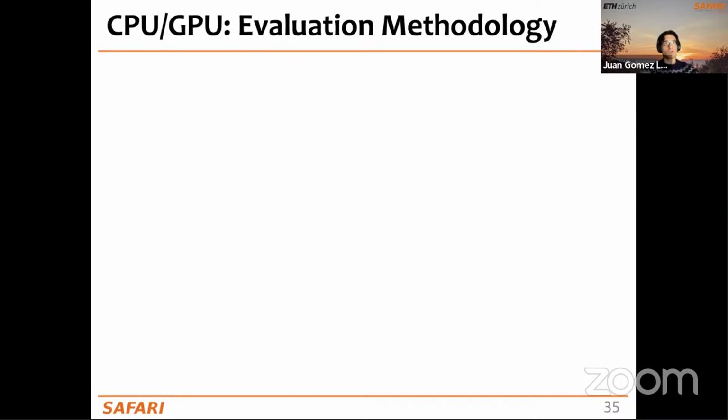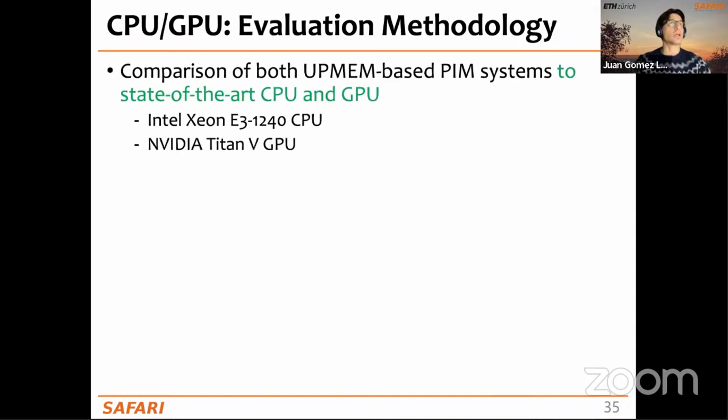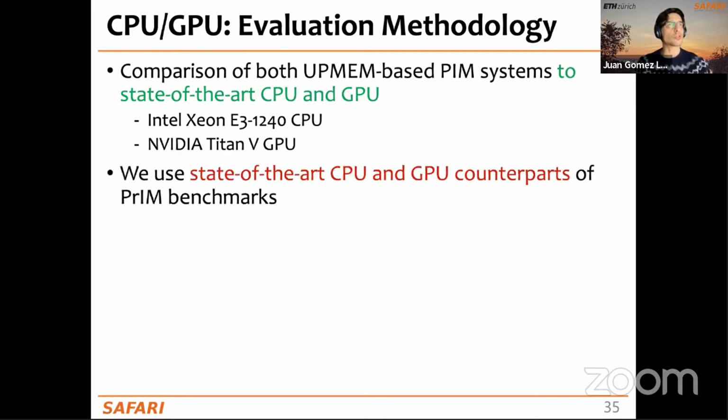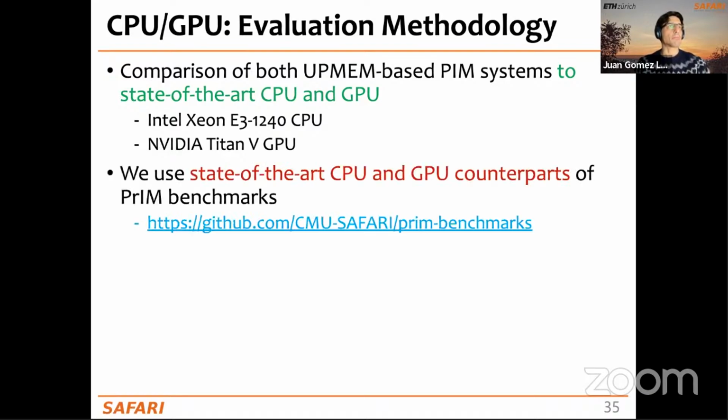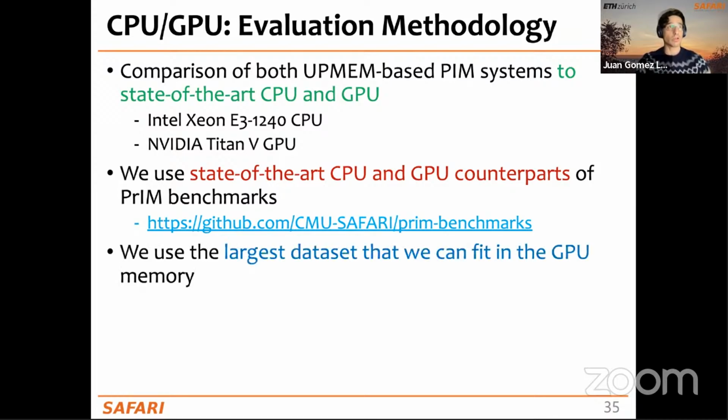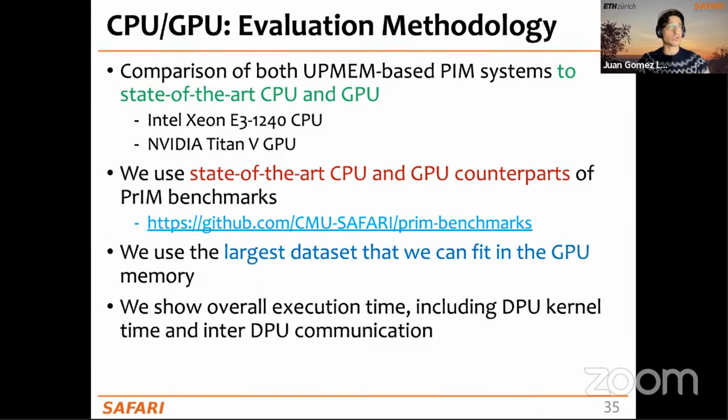Okay, now we are going to talk about the comparison to CPU and GPU, and here we have used 2 state-of-the-art devices. One of them is an Intel Xeon CPU. The other one is an NVIDIA Titan V GPU, which is a quite powerful, high-end GPU. You can also find the CPU and GPU versions of the PIM benchmarks in our repository. They are available there as well for possible comparison.